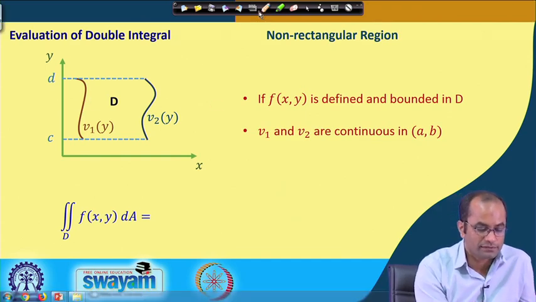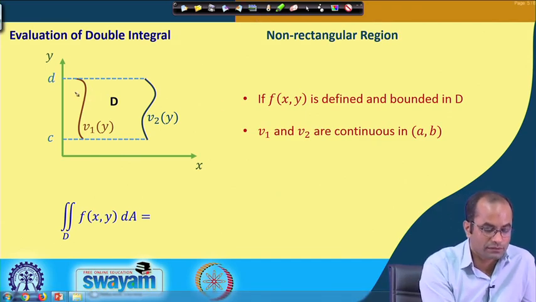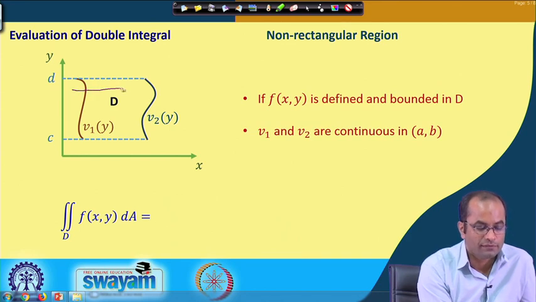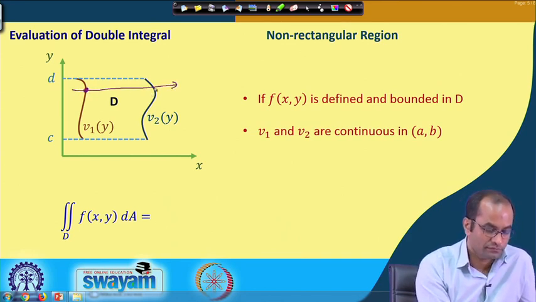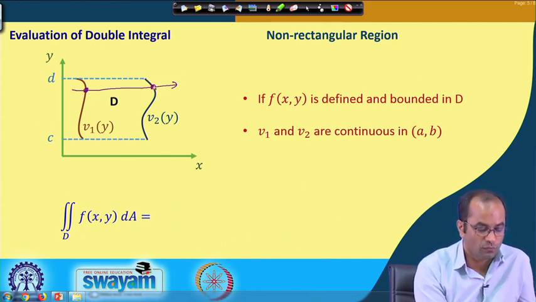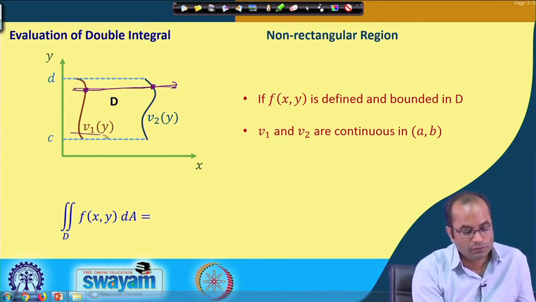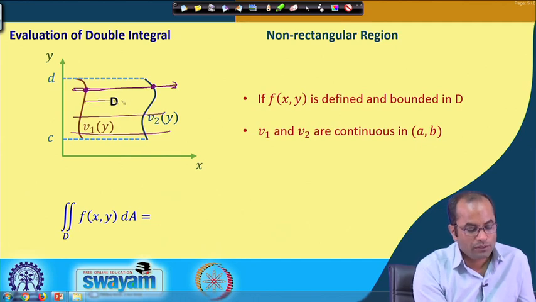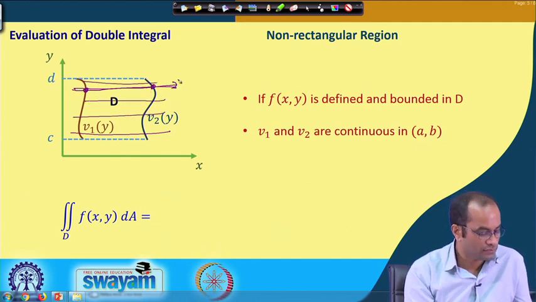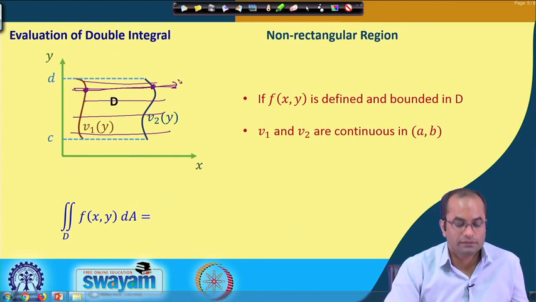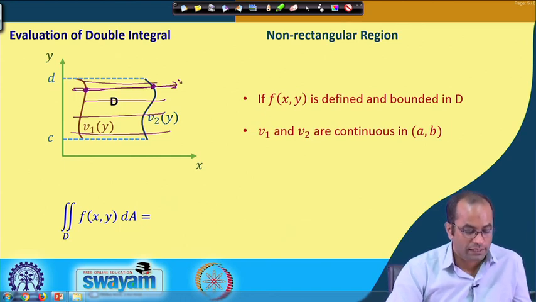In this case we will take first the integral with respect to x. Here for the limits we are going from v1(y) to v2(y), and such lines will vary from c to d. That is the way we can easily put the limits for x and y.